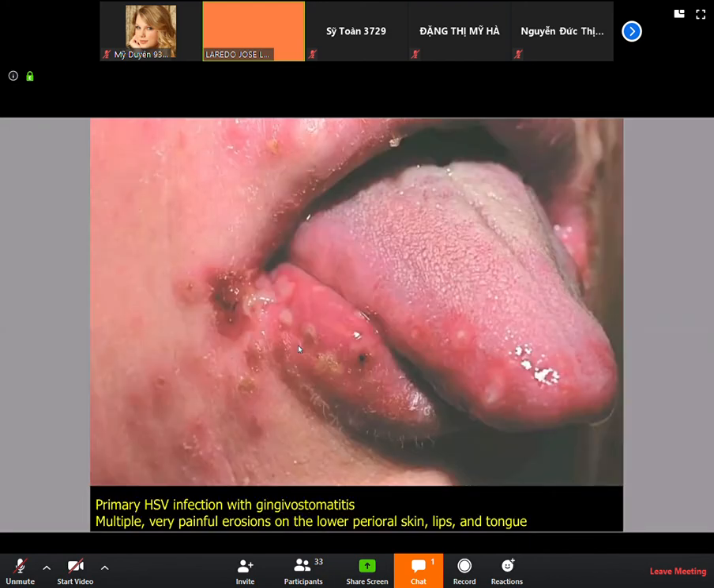This is a primary disease. This is a gingivostomatitis in a child. Lesions in the mouth, very painful. The child is usually a baby, and the baby doesn't want to eat because it's very painful. This is the gingivostomatitis. Look, the lesions in the lips, in the tongue.